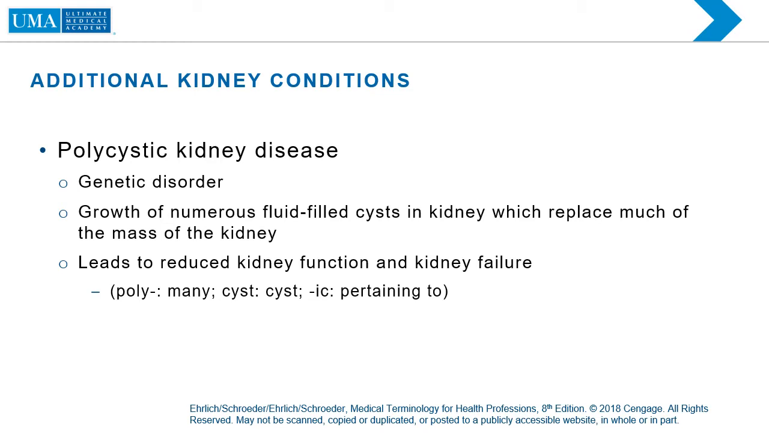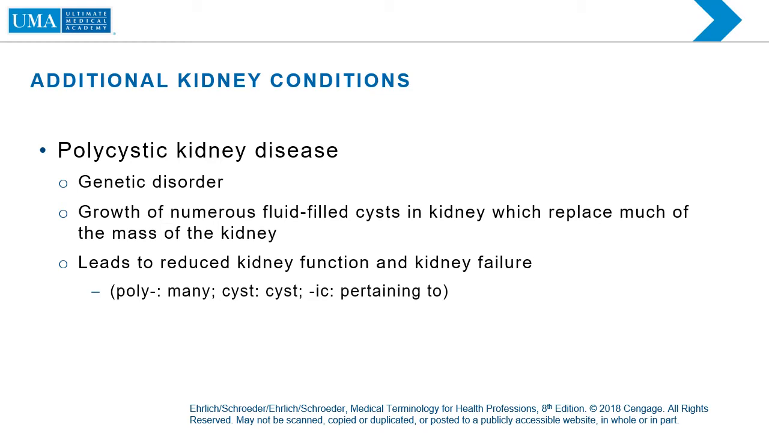We have poly, which means many. Cyst has the same meaning as cyst. And then the suffix ic means pertaining to. Now, these cysts, which slowly replace most of the mass of our kidneys, will begin to reduce our kidney function, and this reduction will eventually lead to kidney failure.